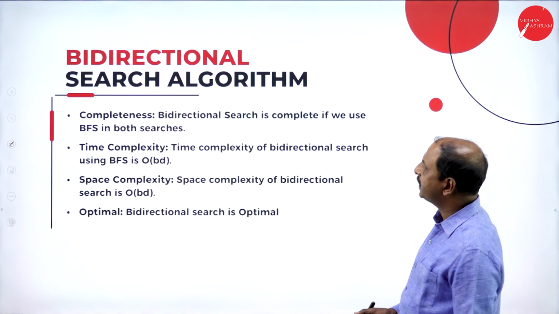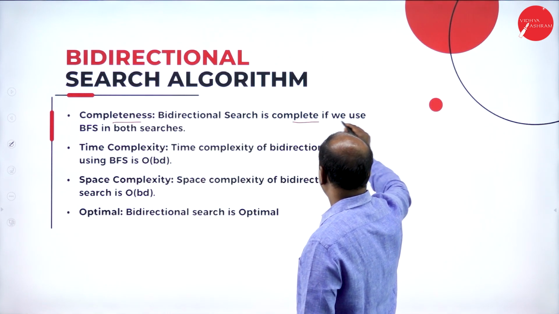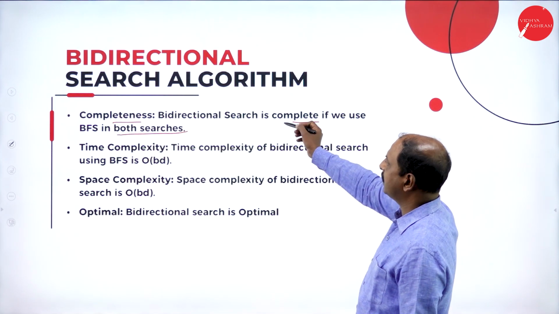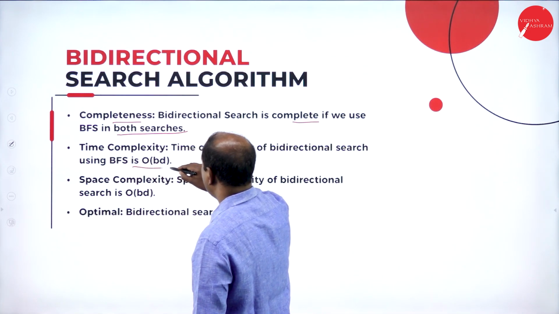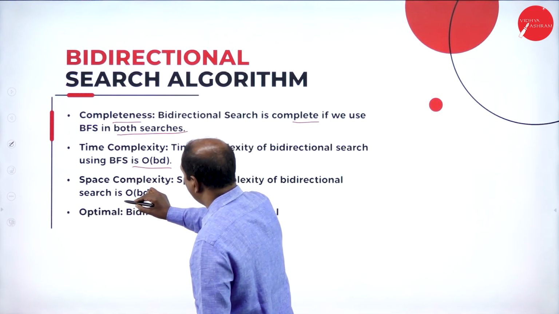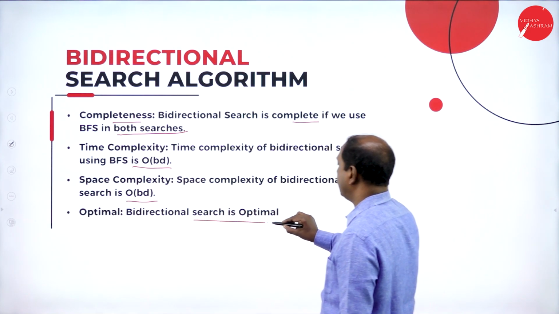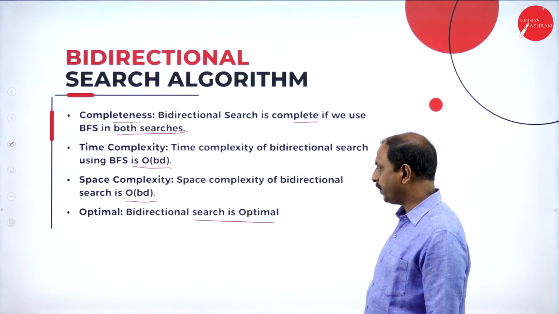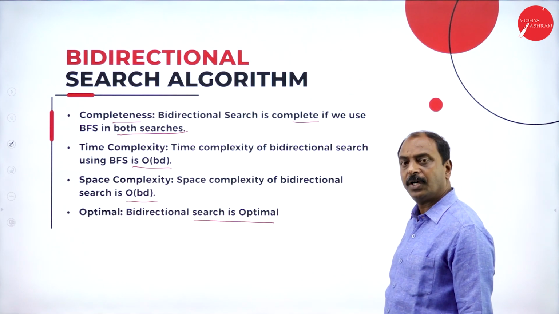Now let us see the different factors for this. One is completeness. It is complete if we use BFS in both searches. Then what is the time complexity? It is again order of b^d, and the space complexity is also order of b^d. And it is optimal. Optimal means it will definitely find the goal within the limit or within the graph. These are the points about the bidirectional search algorithm.